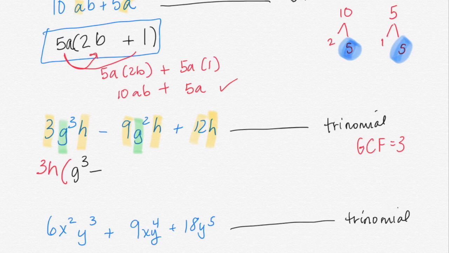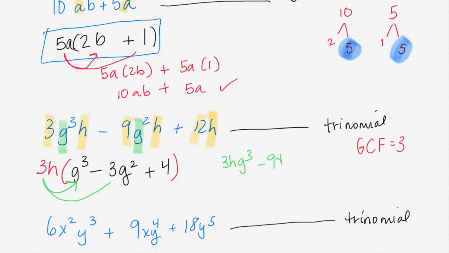So if I divide 3G to the third power H by 3H, I'm going to get a G to the power of 3. That's basically how we're going to do each term. Negative 9G squared H divided by 3H is going to leave me with a 3G squared, and so on. And again, we can check our answers by using the distributive property.